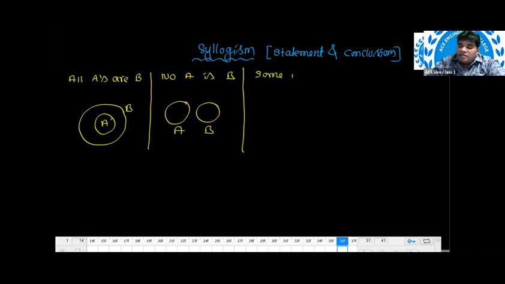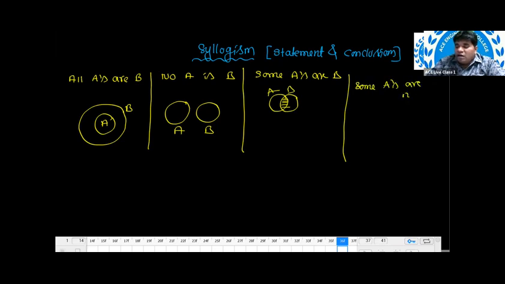Some A's are B means we are using this diagram 90% of the time. Some A's are B means we are discussing the intersection part, A and B. Some A's are not B means we are discussing this part. Some A's are not B means we are discussing this part, A and B, only this part.